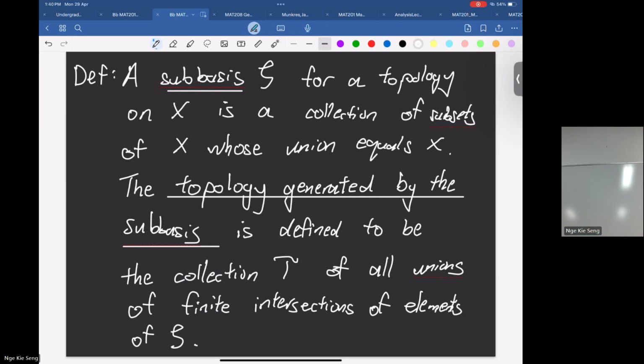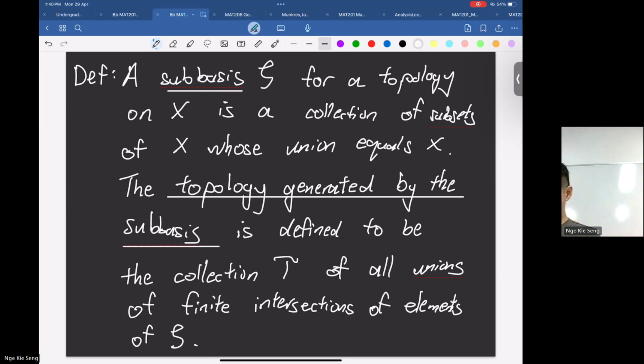What did we have before? The topology generated by a basis. It's just unions of basis elements. But here we allow intersection first. We intersect and then we take the union. Does it make sense?